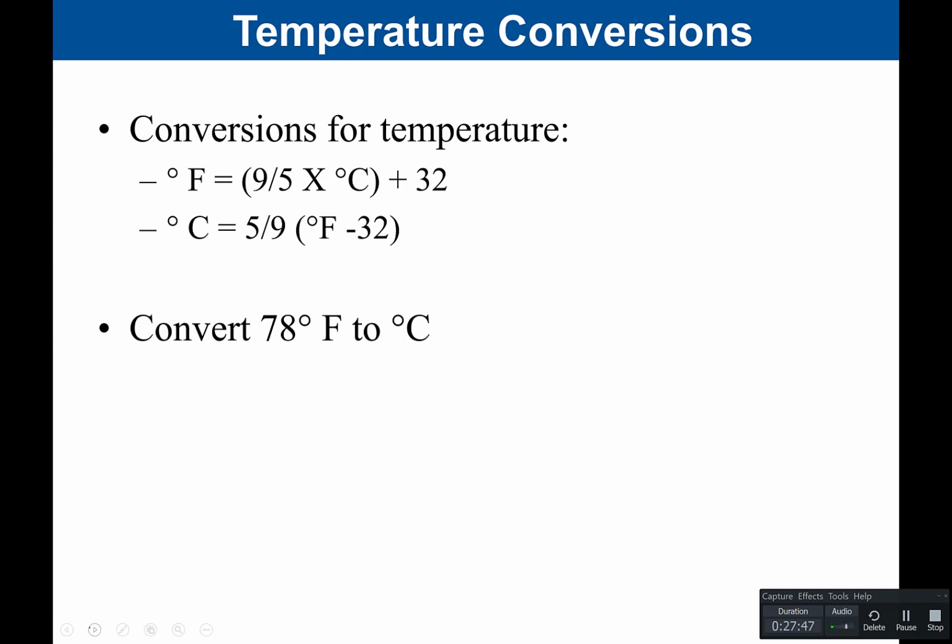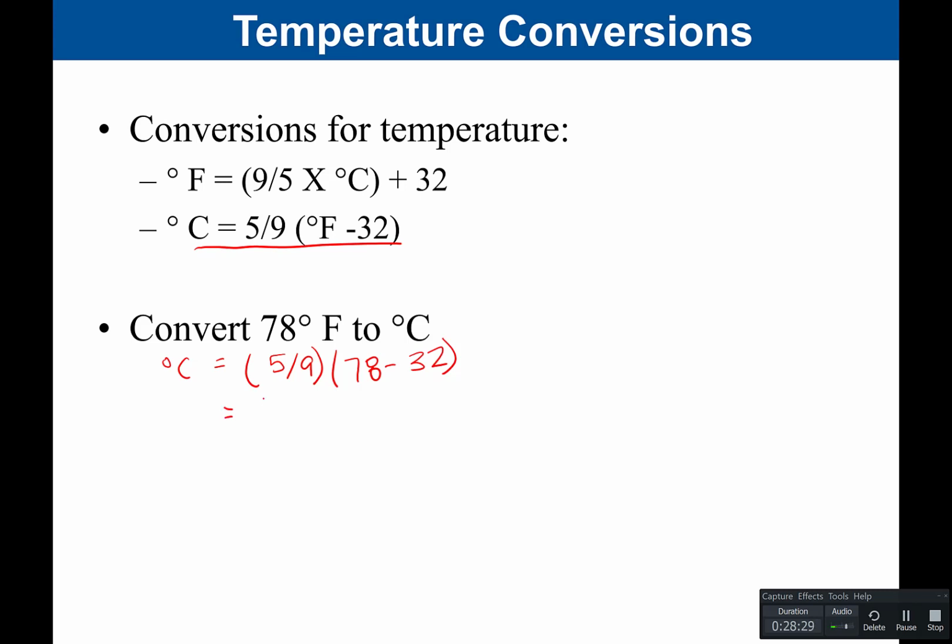So let's practice a question. In this question, I'm asking you to convert 78 degrees Fahrenheit to degrees Celsius. I already have the degrees Fahrenheit and I want Celsius, so I'm going to use this bottom equation. Degrees Celsius is equal to 5/9 times 78, that's my degrees Fahrenheit, minus 32. We need to solve inside the parentheses first.